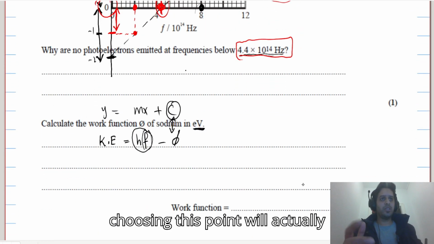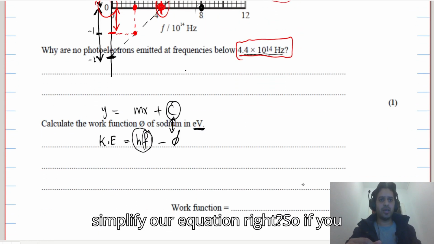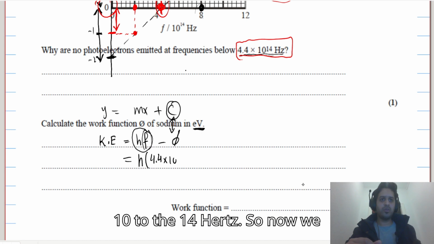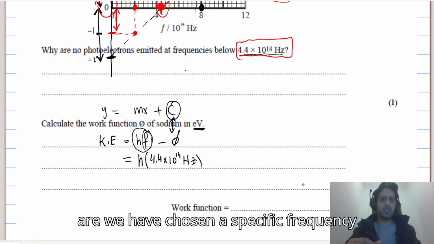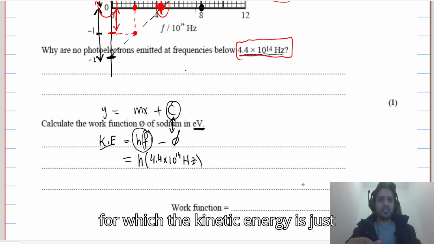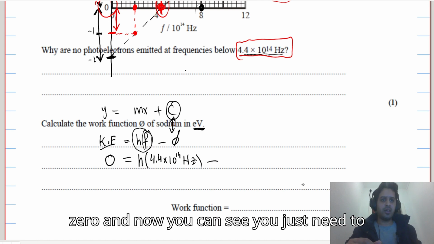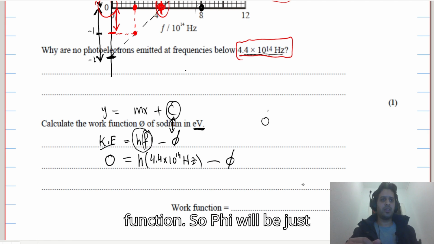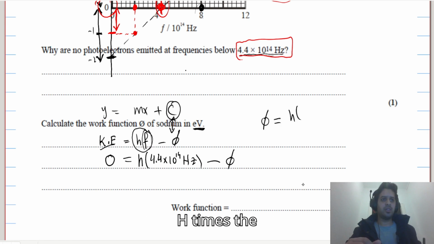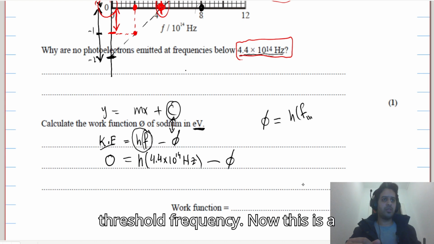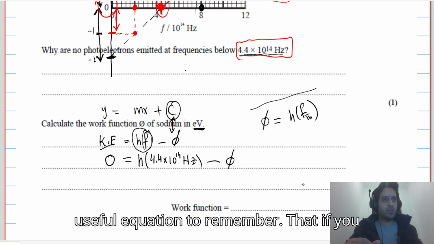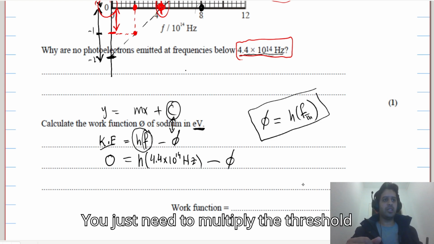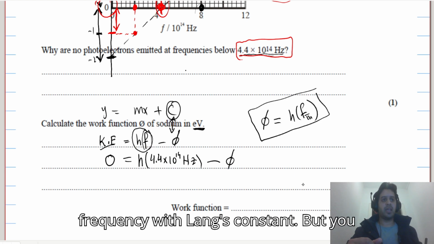And choosing this point will actually simplify our equation, right? So if you just put h times 4.4 times 10 to the 14 hertz, so now we have chosen a specific frequency for which the kinetic energy is just 0. And now you can see you just need to rearrange this equation for work function. So phi will be just h times the threshold frequency. Now, this is a useful equation to remember, that if you need to calculate work function, you just need to multiply the threshold frequency with Planck's constant.